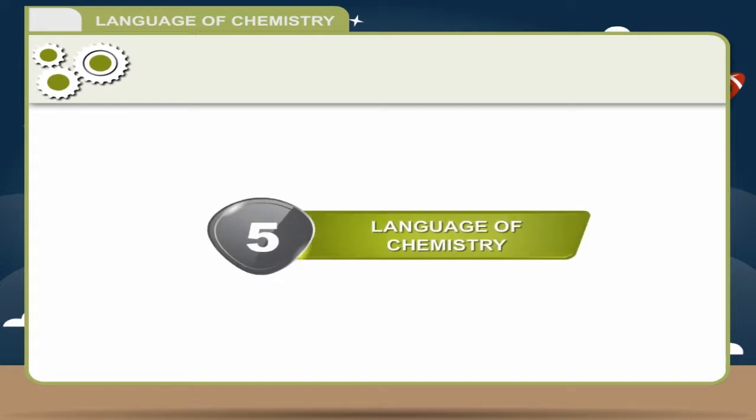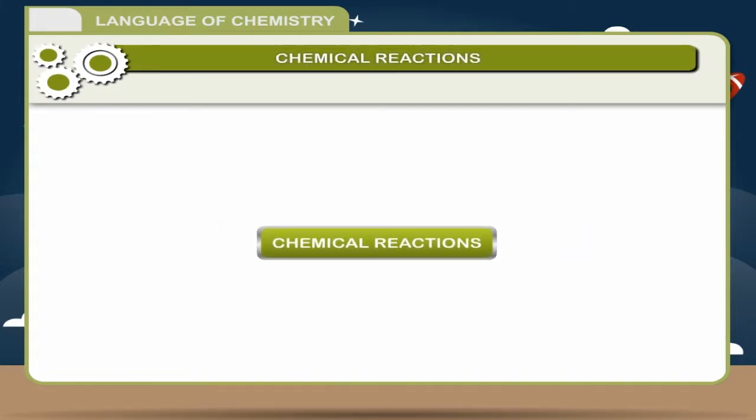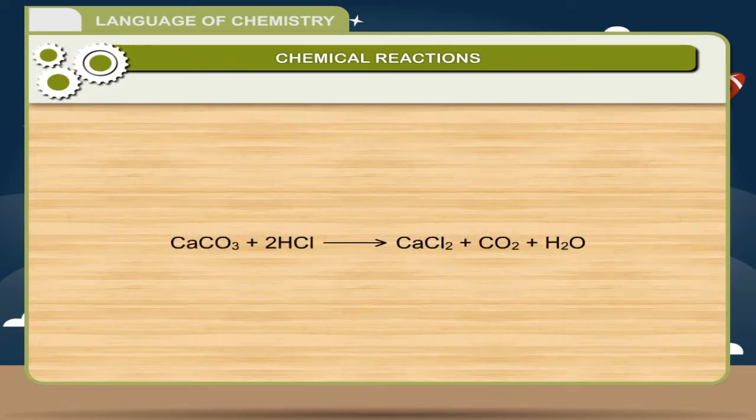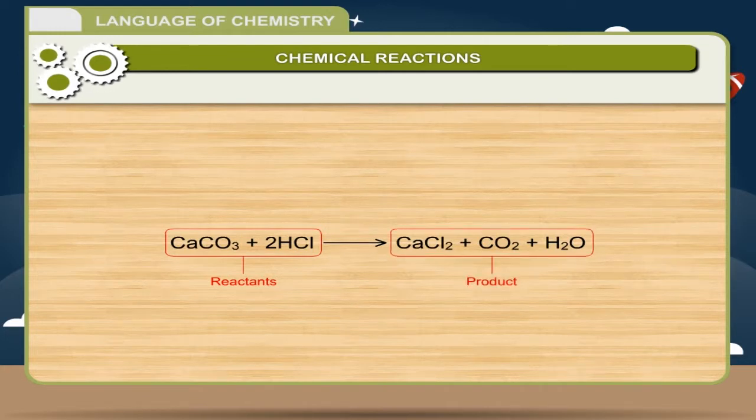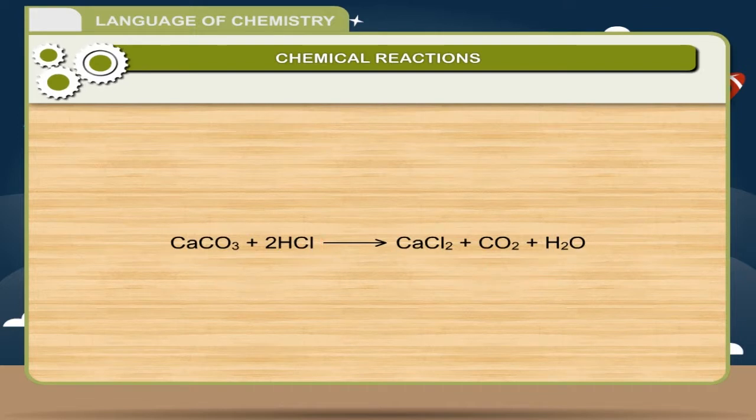Language of chemistry. Chemical reactions. By now, we are familiar with the term chemical change. When a chemical change takes place, it is irreversible. The substances taking part in the change, reactants, are different from the substances produced, products. The properties of the reactants and products are different. A chemical change is often accompanied by the release or absorption of energy.